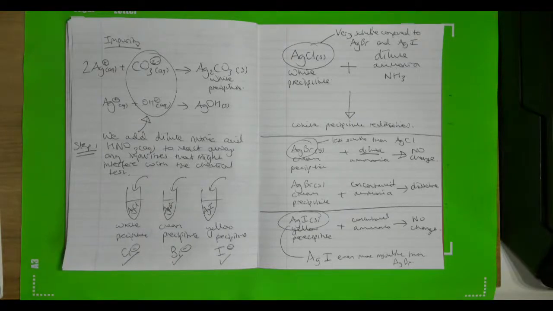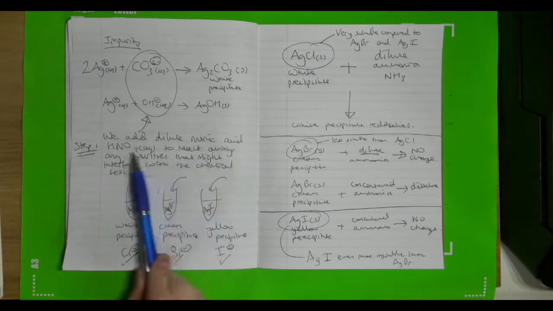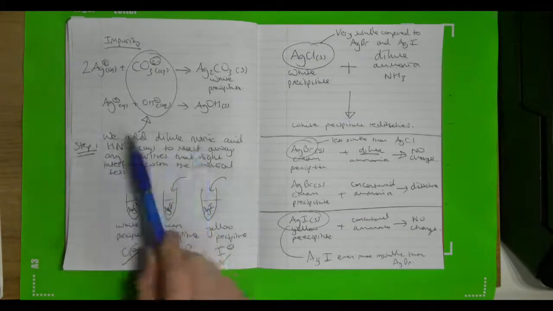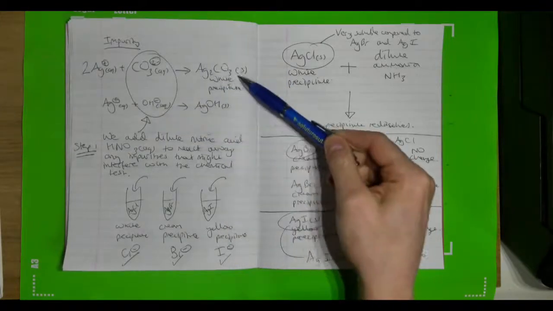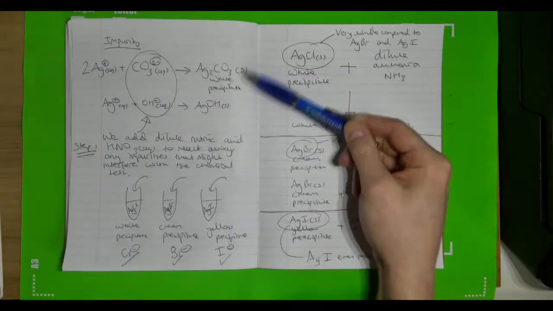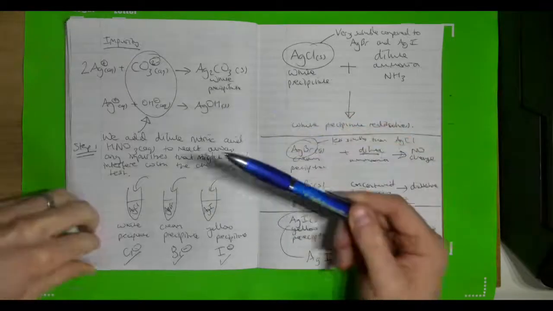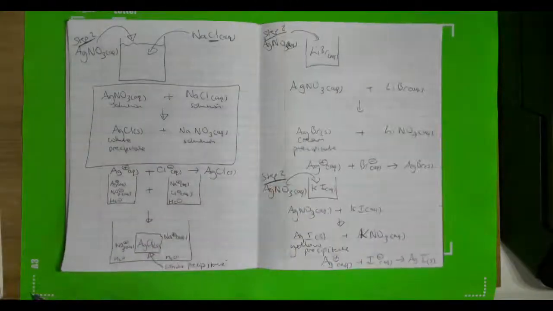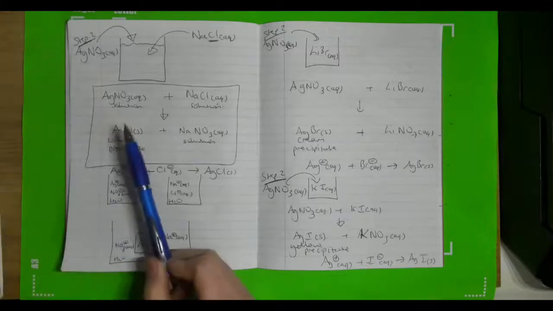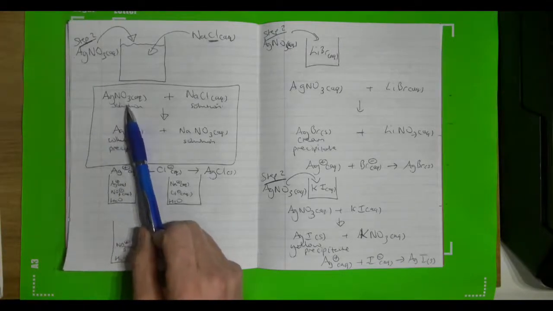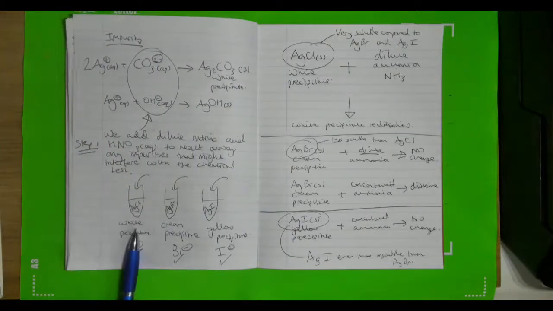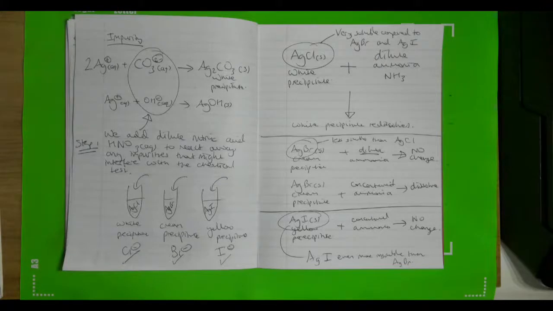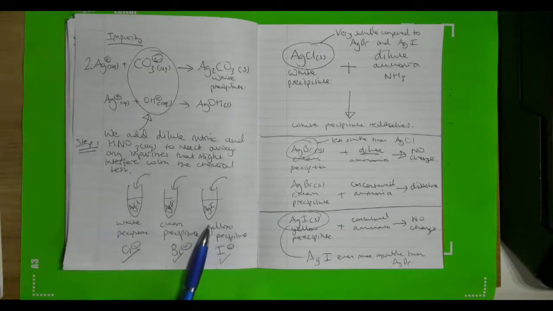Your first step is to add dilute nitric acid to react away any impurities. Those impurities are carbonates and hydroxide, because silver carbonate and silver hydroxide are white precipitates. Second step, you add silver nitrate solution. If it was chloride, it would make silver chloride, which is a white precipitate. If it was bromide, it would make silver bromide, which is a cream precipitate. If it was iodide, it would make silver iodide, which is a yellow precipitate.